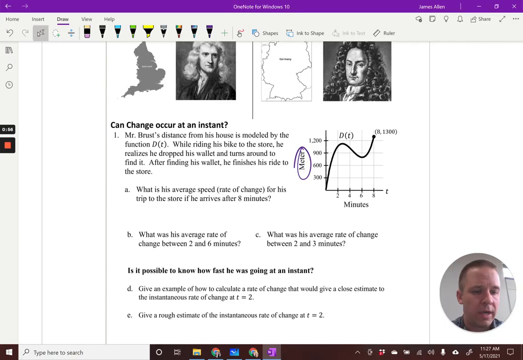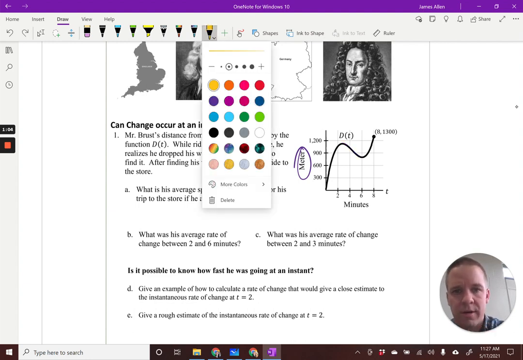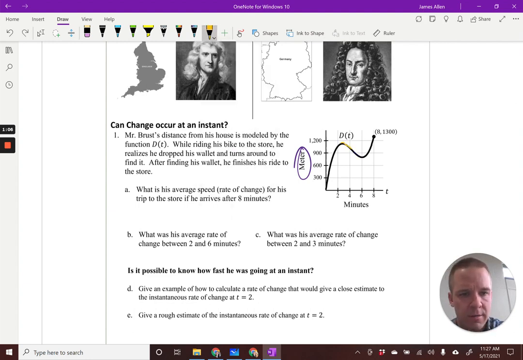So at some point, he stops and turns around and goes backwards, like he backtracks. I think this would make sense. Maybe I should use a color that'll show up a little better here. This section right here, that would make sense for his backtracking, don't you think? Right, he's going back the other way for his distance, so he's like subtracting distance. But then he continues on and ends up at the store, right, as he was going to.